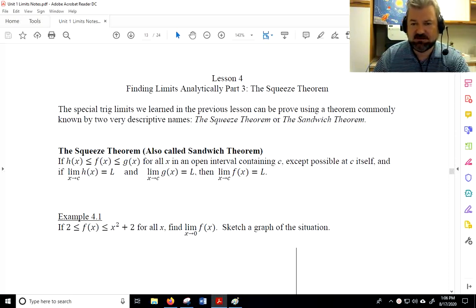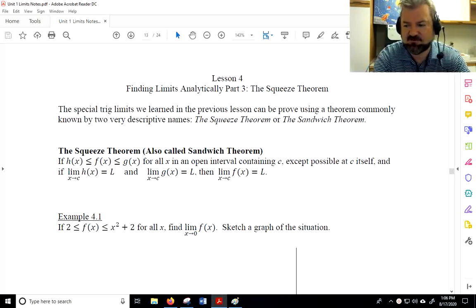Today's lesson is about the squeeze theorem, also called the sandwich theorem. I think the sandwich theorem is kind of a fun name, but I usually call it the squeeze theorem. So the two special limits that we learned and memorized yesterday can actually be proved using the squeeze theorem. Now I'm not going to go through that proof here, but I will let it be available to you.